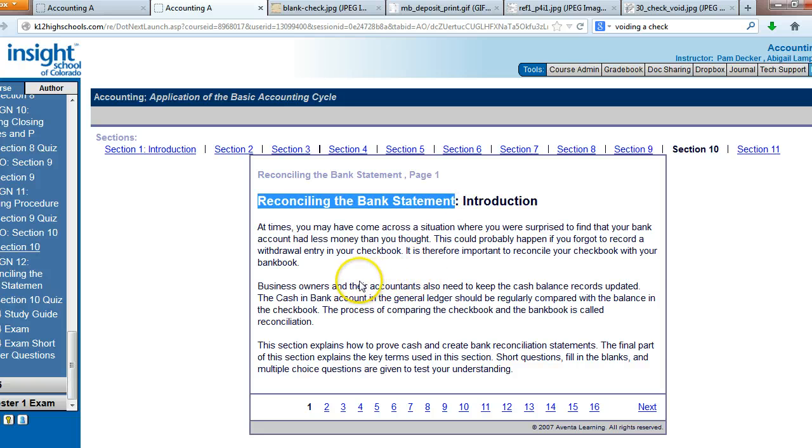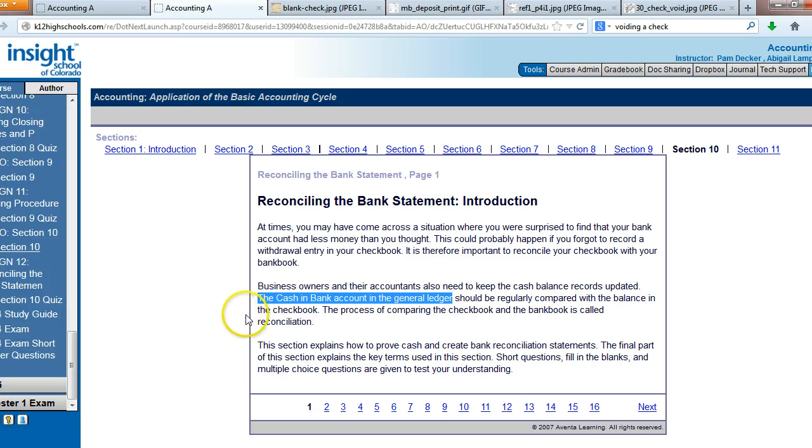And basically what this means is we want to make sure that the cash that we have in our account, in our general ledger, matches what the bank account is showing. So comparing the checkbook to the bank book is called reconciliation. So we're going to reconcile the bank statement. The bank sends us a bank statement at the end of the month, and we look at that statement and compare it to our own records to make sure that everything is accurate. So this section is going to explain how to prove cash and create bank reconciliation statements.